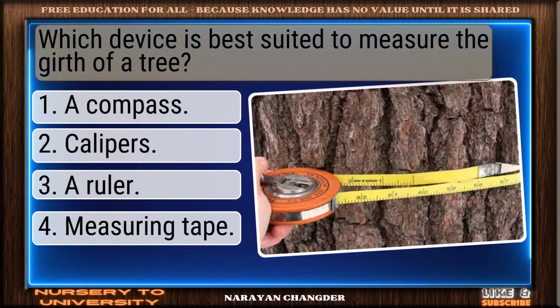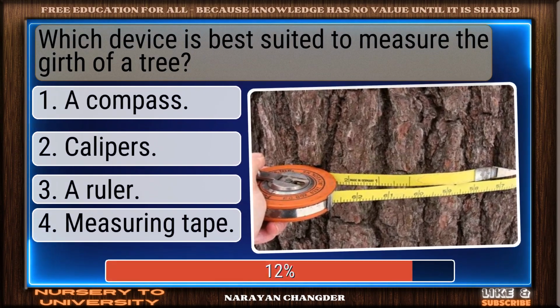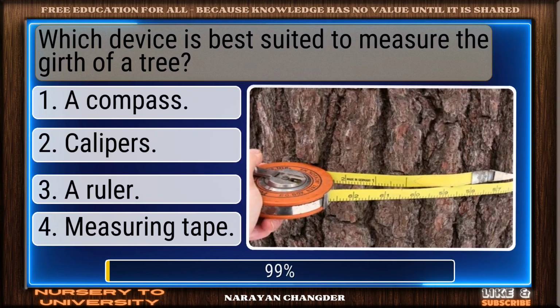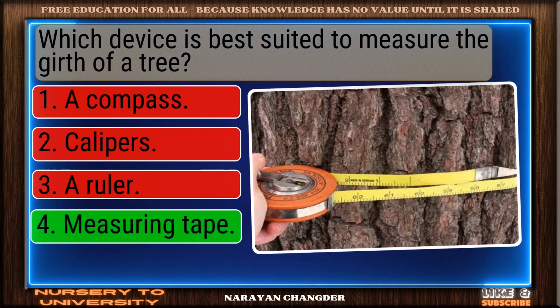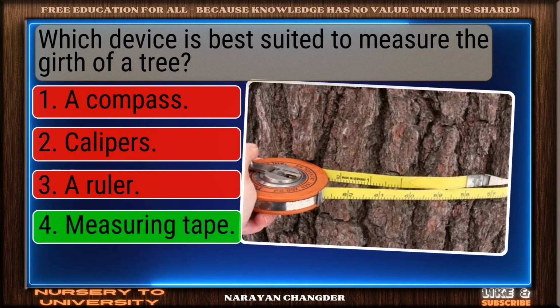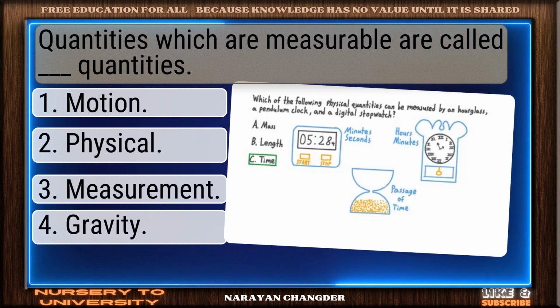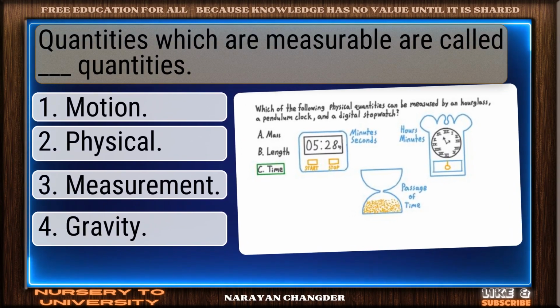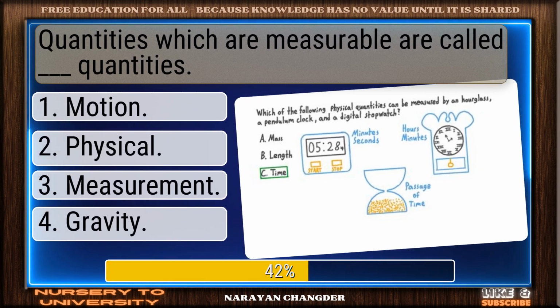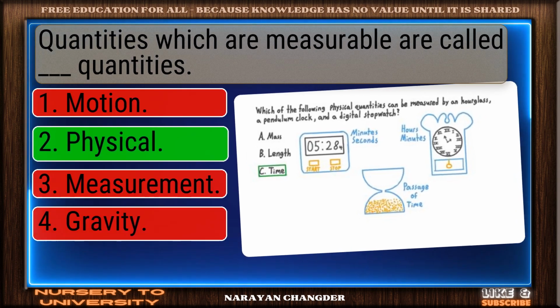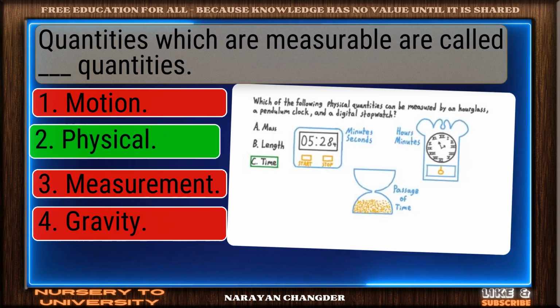Which device is best suited to measure the girth of a tree? Smart pick. Measuring tape is the correct choice. Quantities which are measurable are called dash quantities. On track. Physical is the correct answer.